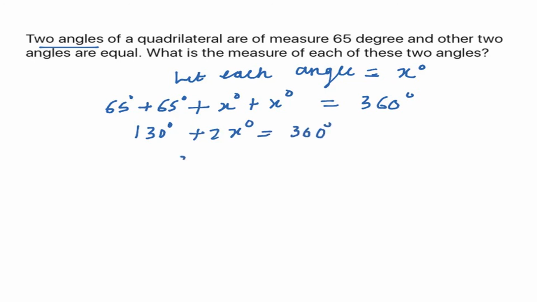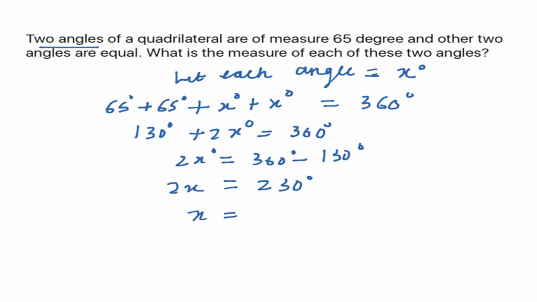Now we will transpose 130 to the right hand side. 2x degrees is equal to 360 degrees minus 130 degrees. 360 minus 130 will give us 230, and here we have 2x. So x will be equal to 230 divided by 2, that will give us 115 degrees. So the measure of the other two angles that are equal is 115 degrees.